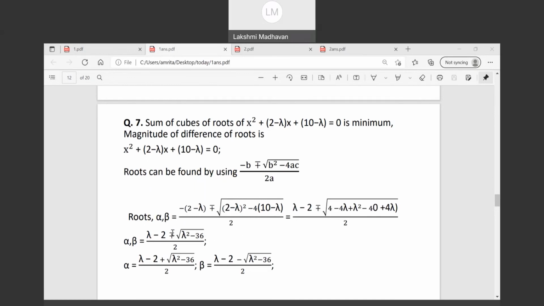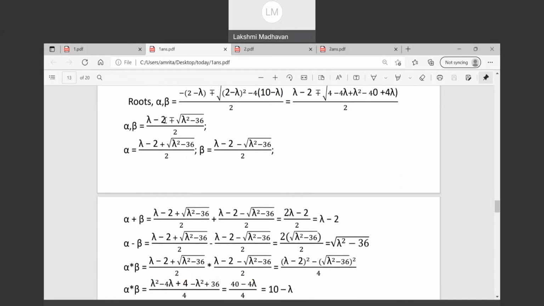We can have this equation. So the roots, it's just alpha and beta. So the roots alpha and beta can be lambda minus 2 plus or minus root of lambda square minus 36. So I'm just assuming alpha as (lambda minus 2 plus root of lambda square minus 36) by 2 and beta as (lambda minus 2 minus root of lambda square minus 36) by 2. So I have two roots here.